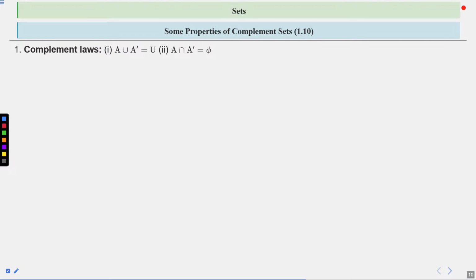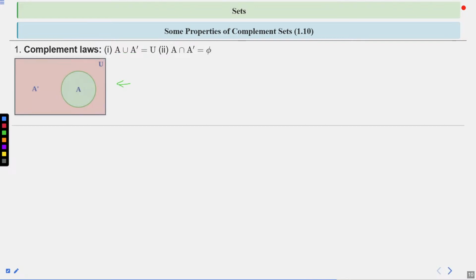Now, some related properties. A union A complement is simply the universal set itself. A intersection A complement is the empty set. So this we can represent by a Venn diagram. You have your universal set U represented by this rectangle, and a subset A of U denoted by this green circle. Clear? And A complement is denoted by this whole pink shaded part. So this is your A complement.